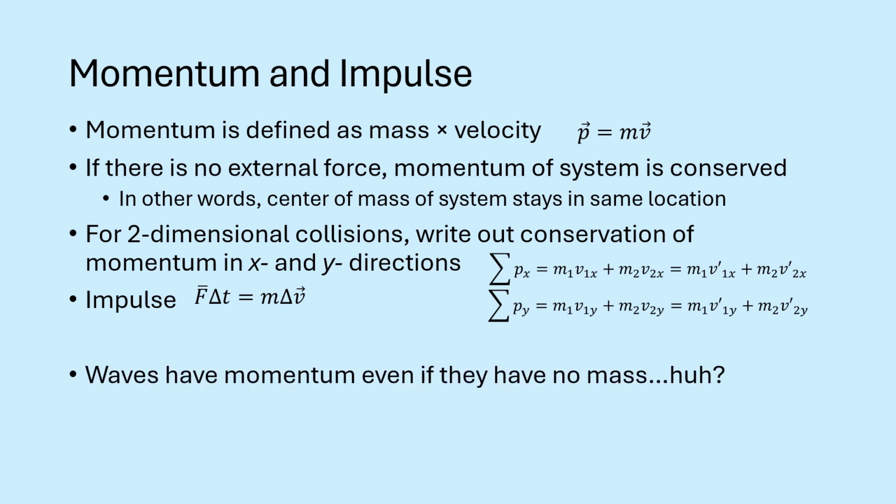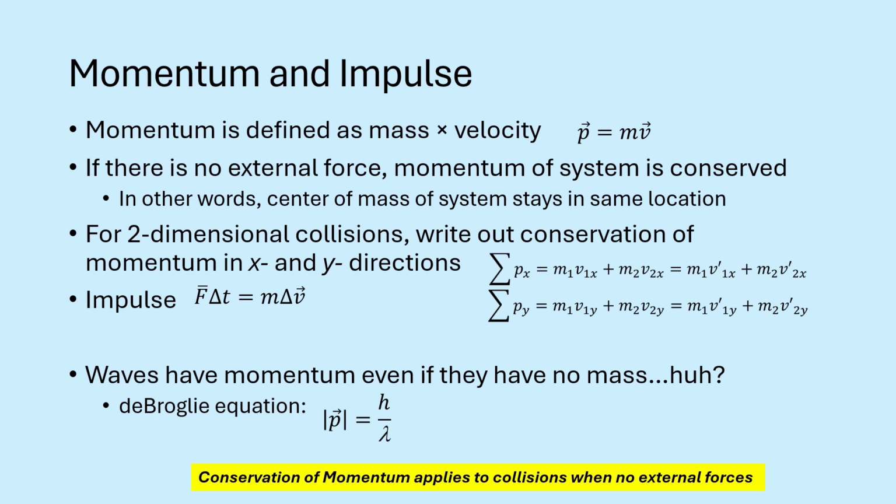Oh, by the way, light waves have momentum even though they have no mass. That's a trick question since Einstein related energy and mass. The key takeaway is if there's a problem about collisions, write out the conservation of momentum for all directions.